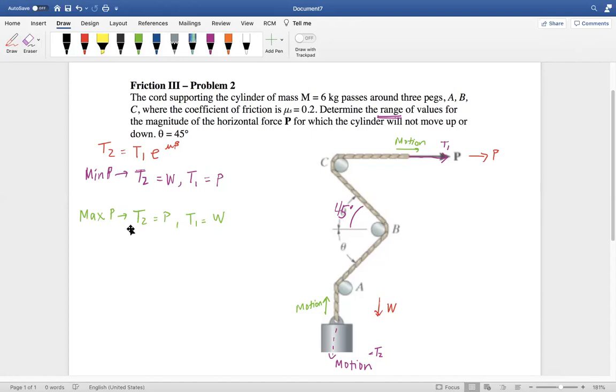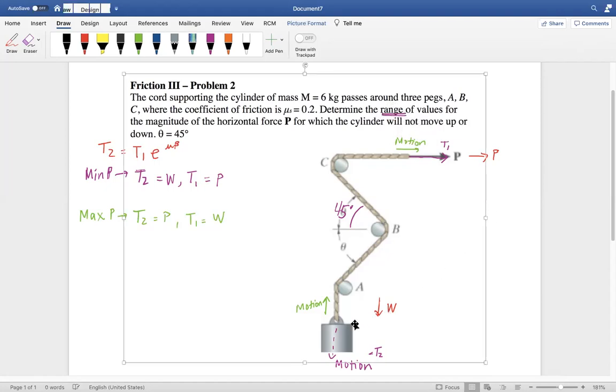basically, because it's asking you for a range of values, you're going to have two different motions associated with it, right? It's asking you for the values of P that the cylinder doesn't move, right? Which means that to find the actual range of values of P to make sure it doesn't move, you have to almost assume that it's about to move, right? And you have two options. Either the block can move up or the block can move down.